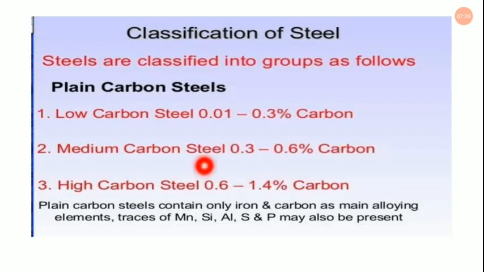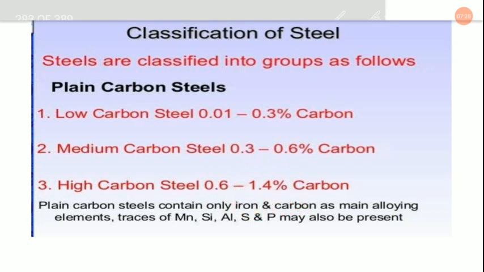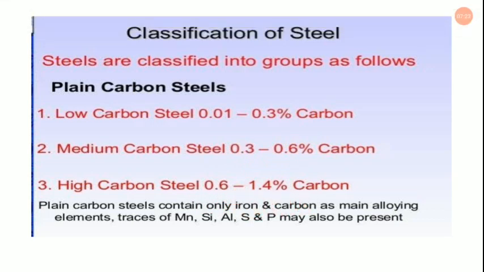Now again, the classification of steel. We have already defined that in plain carbon steels we have low carbon steel with 0.01 to 0.3% carbon. In medium carbon steel we have 0.3 to 0.6% carbon. In high carbon steel we have 0.6 to 1.4% carbon. So plain carbon steels contain only iron and carbon as main alloying elements. Traces of manganese, silicon, aluminum, sulfur and phosphorus may also be present.